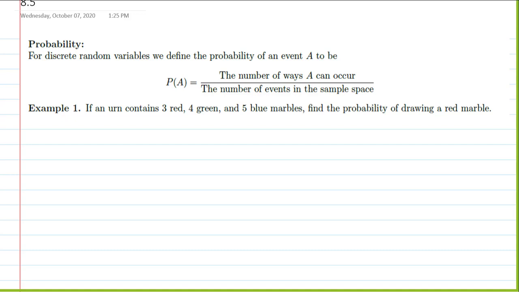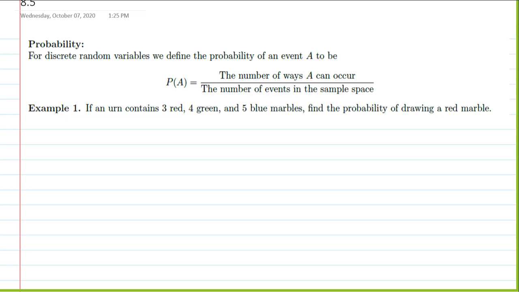All right, so in Chapter 8, Section 5, we're going to be talking about probability. So we are going to be generalizing the type of probability that you've probably seen before, which is discrete probability, to applications of probability using integration and the idea of area. So for a discrete random variable, we define the probability of an event A. So the probability of the event A occurring is the number of ways A can happen divided by the total number of events in a sample space.